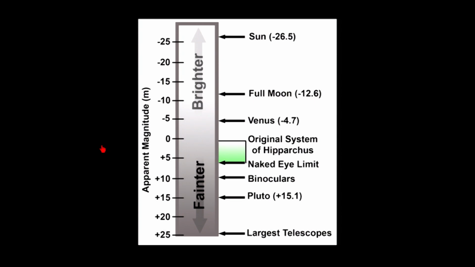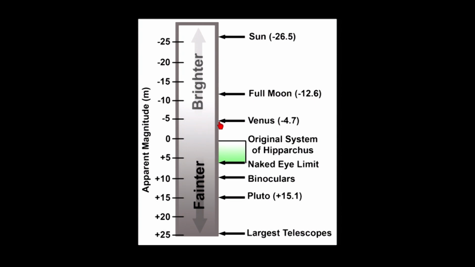Remember that we have to include 0, and that allows us to get into negative numbers. The original system from Hipparchus was to judge the brightest stars to the faintest stars in the sky, and his numbering system went from 1 to 6. Magnitude 1 was the brightest stars, magnitude 6 were the faintest. But let's now include some other objects for reference.